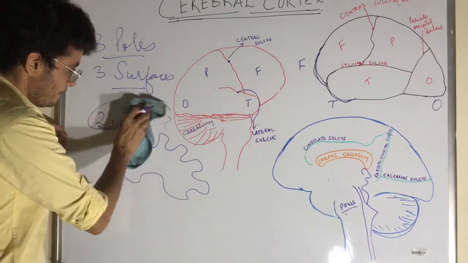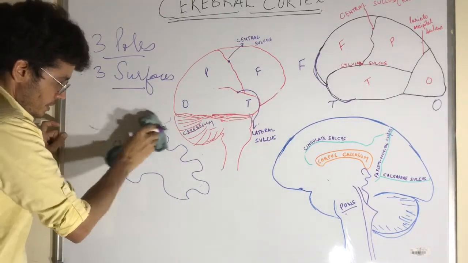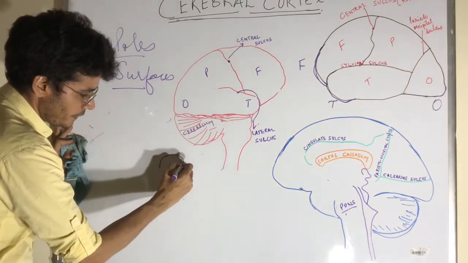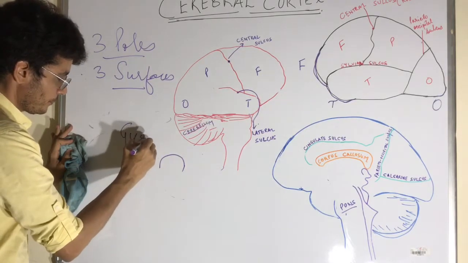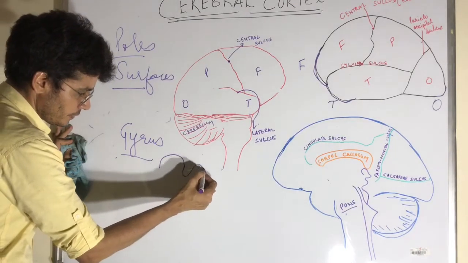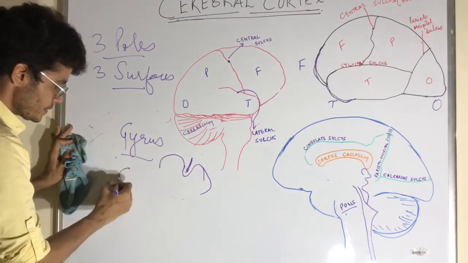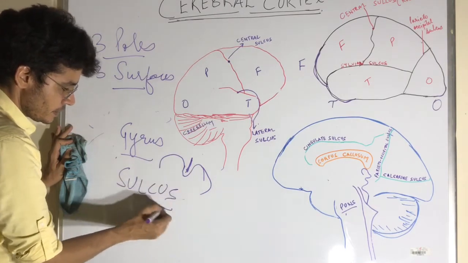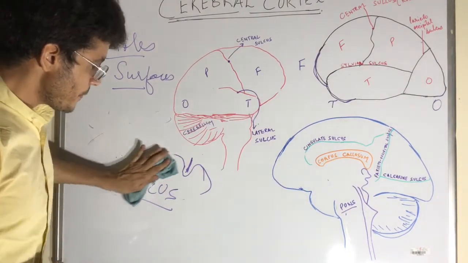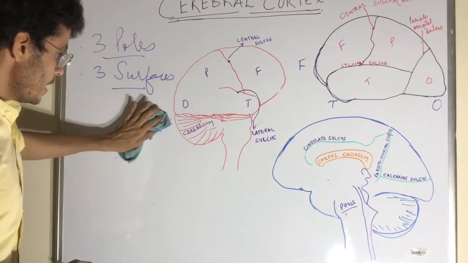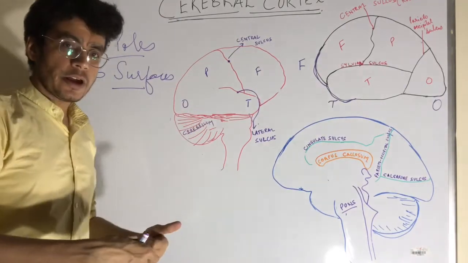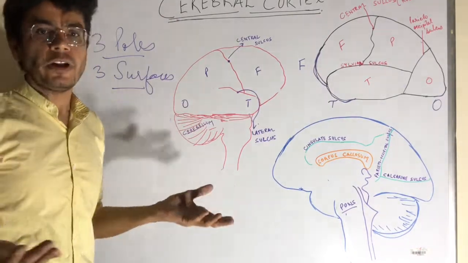And this folding, these convolutions, that folding is called the gyrus. The folding is called the gyrus, right? And in between two foldings, this depression is called the sulcus. So gyri and sulci make the convoluted appearance of the cerebral cortex. And there are so many multiples of these sulci and gyri present in everybody's cerebral hemisphere.